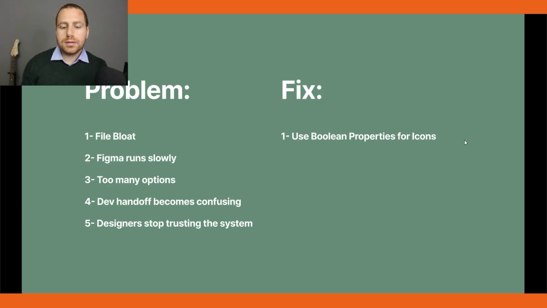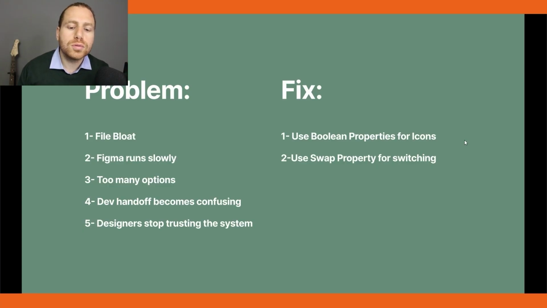What is the fix? Use Boolean properties. Use Boolean properties if you want to turn something on and off, stuff like that. Give the user the option to turn them off instead of using variants to say this is 2, this is 3, 4, 5. No, make it on and off. Use swap properties for switching. So you want a different picture, you want a different icon, swap it. You don't need to do variants for it.